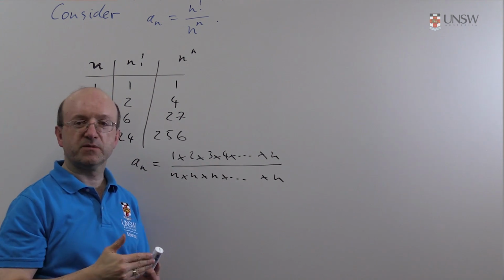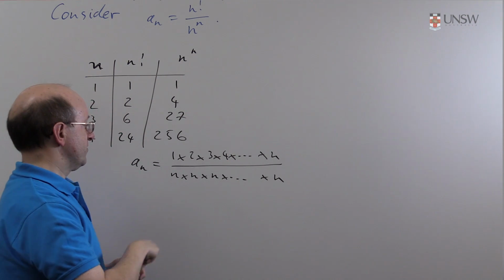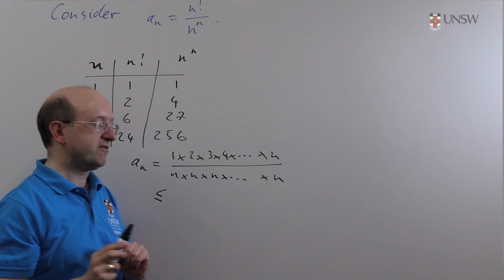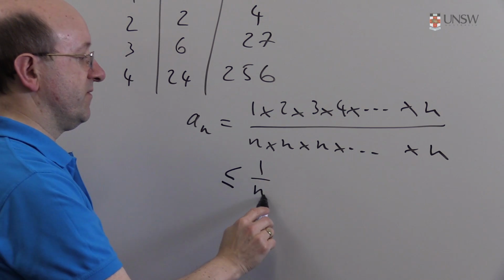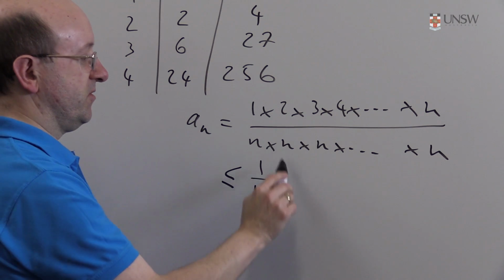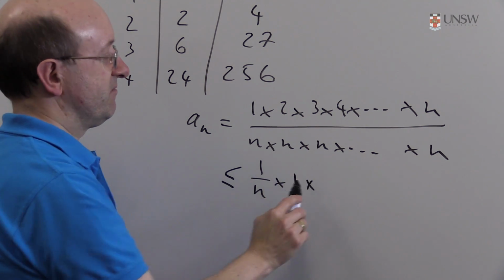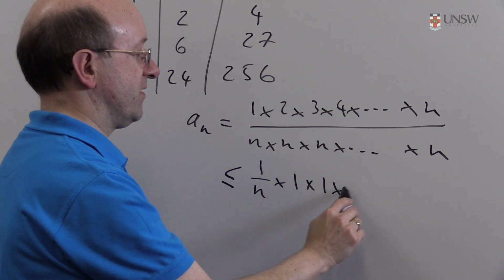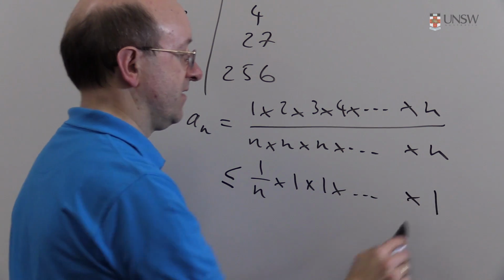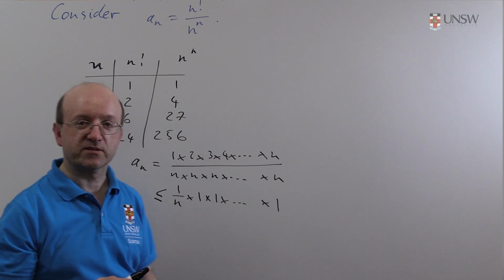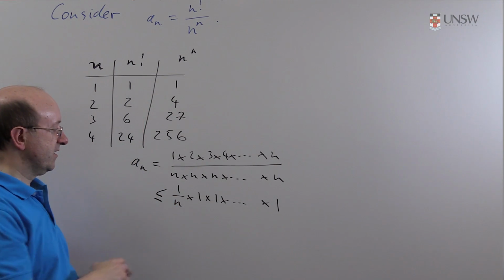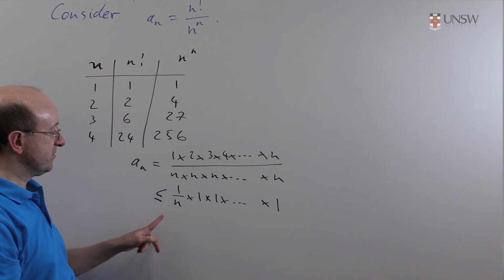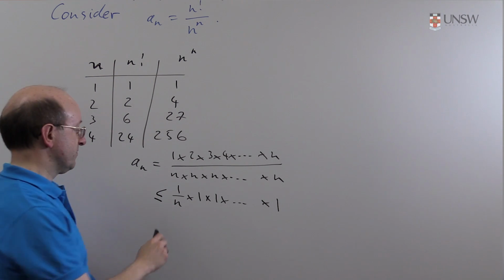So if you pair them up, numerator and denominator, what you get is that this is less than or equal to, well, I'm going to leave the first one alone, 1 over n times, well, 2 over n is less than or equal to 1, strictly less than 1 in fact, but less than or equal is all we need. 3 over n is less than 1, and so on. We've got a lot of terms that are less than or equal to 1. Well, clearly, that's just 1 over n, and as n goes to infinity, this thing will tend to 0.